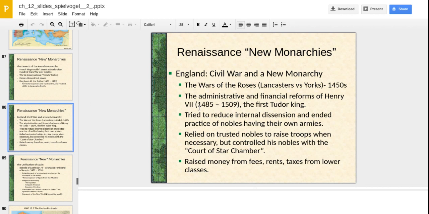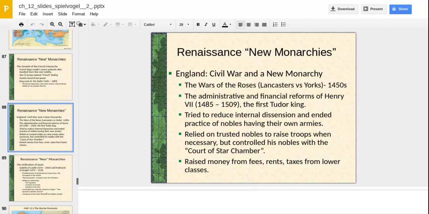In England, they have a civil war that helps lead to the new monarchies. You get the War of the Roses, as it was known, between the powerful families of the Lancasters and the Yorks in the mid-1400s. You also saw the administrative and financial reforms of Henry VII, who was the first Tudor king. He tried to reduce internal dissension, because he's done with these civil wars, and ended the practice of nobles having their own armies. If they don't have their own armies, then it's going to be harder for them to fight each other. He relied on trusted nobles to raise troops when necessary, but the English aren't really going to have a standing army like the French and Spanish do.